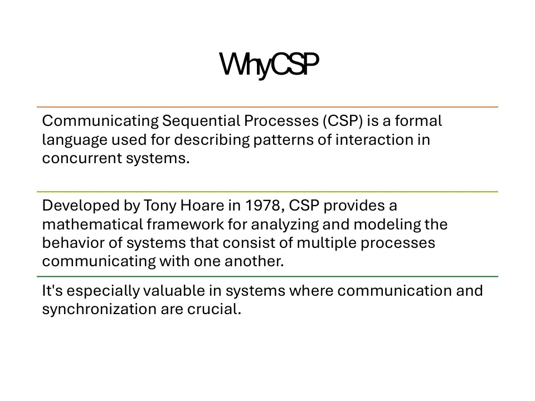Communicating sequential processes, or CSP, is a formal language designed to describe how different parts of a system interact when they're working at the same time. It was created by Tony Hoare in 1978 as a way to analyze and model systems made up of multiple processes that send messages to each other. This framework uses mathematics to help us understand and predict how these processes behave together. CSP is particularly useful in systems where it's important for processes to communicate clearly and coordinate their actions precisely, like in real-time or safety-critical applications.